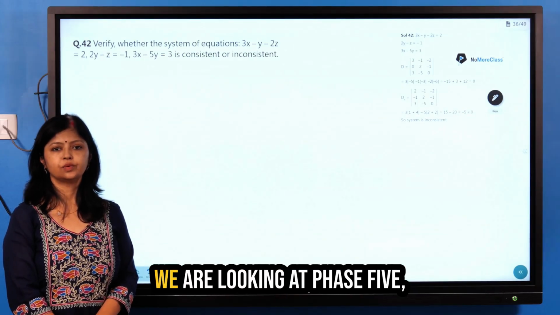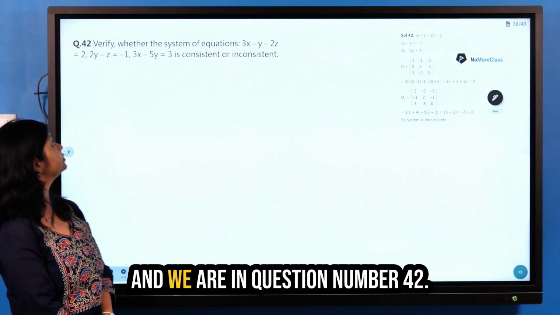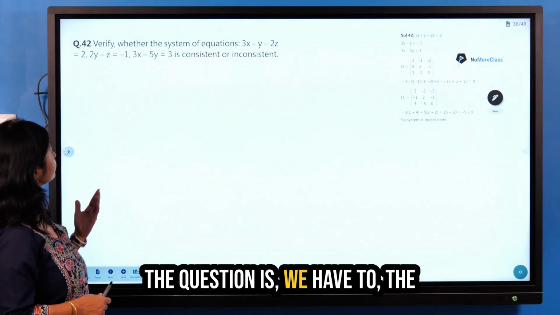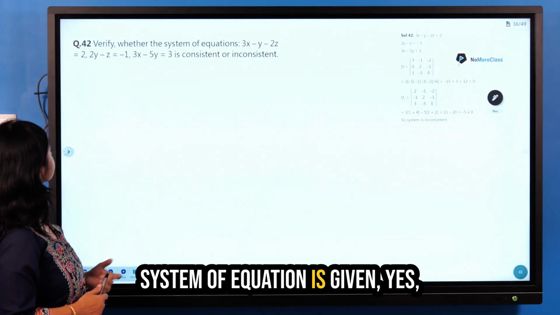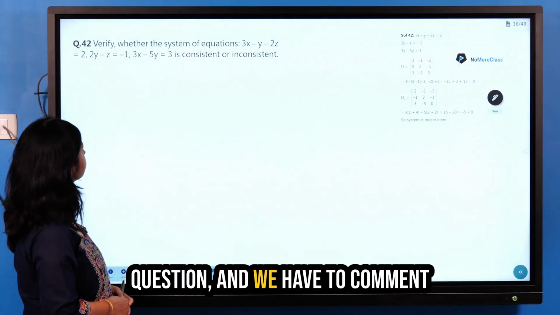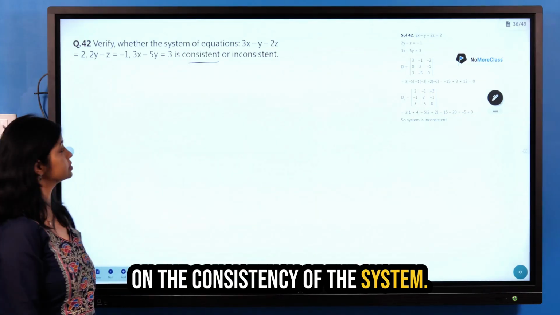Hello everyone. We are looking at phase 5, chapter determinant, exercise 1, and we are in question number 14. The question is, the system of equations is given. It is a 3-variable, 3-equation system, and we have to comment on the consistency of the system.